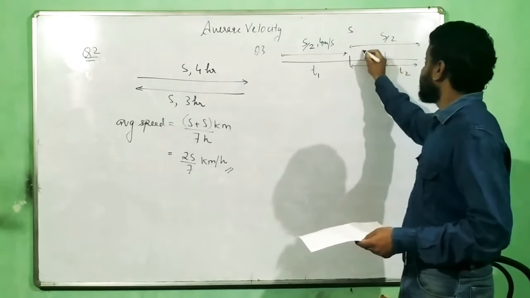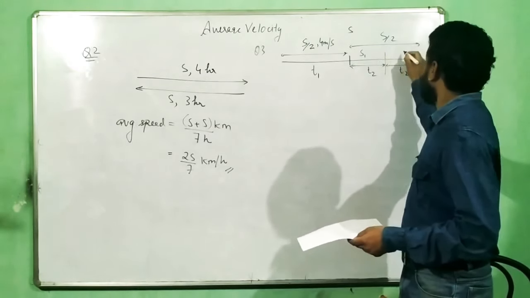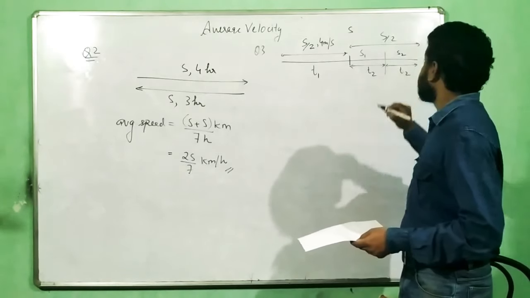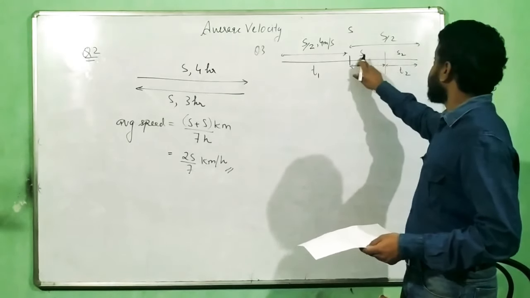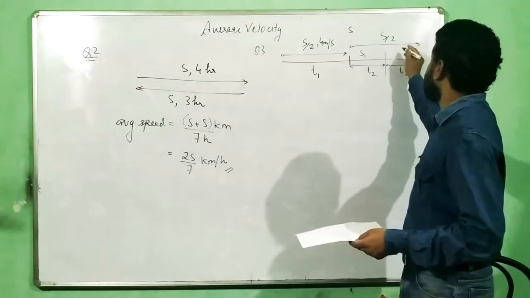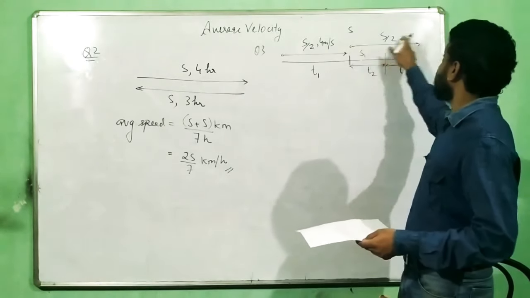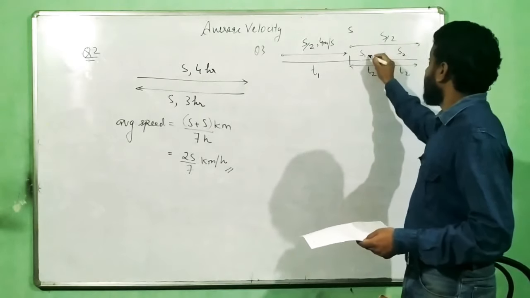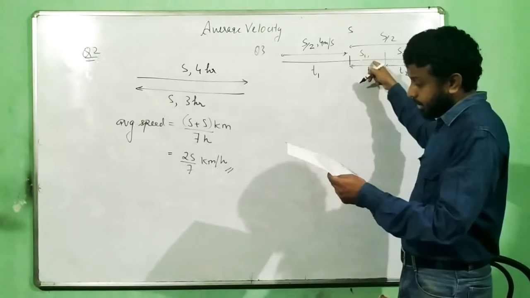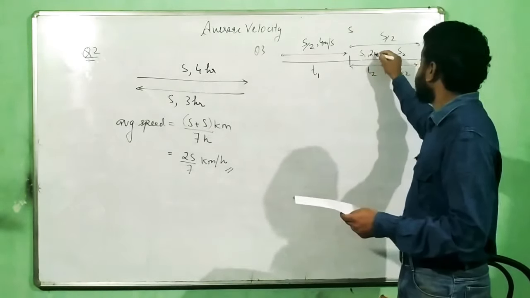So let us say that this is S1 and this is S2. Remember, S1 plus S2 will be giving you S by 2. So S1 plus S2 will be the other half of the entire distance. And this one is traveling with a speed of 2 meter per second, and this one is traveling with a speed of 6 meter per second.